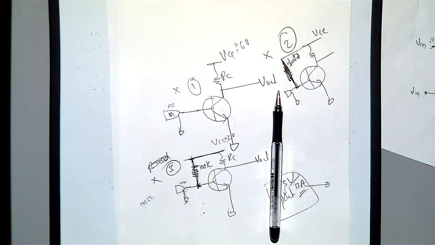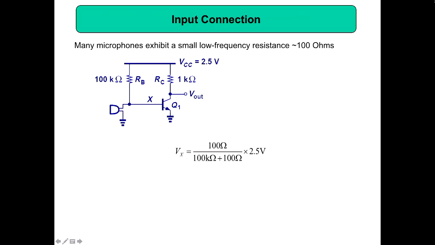We can find out how much it will reduce. That is equal to 100 ohm divided by 100 kilo ohm plus 100 ohm, times 2.5 volt, because that is the VCC. Previously, you got some good voltage here with 100 kilo ohm, but when you connect this microphone directly, because of this output impedance of 100 ohm, your VX will become 2.5 millivolt. When you get 2.5 millivolt, it is not going to help you because here it is not forward biased.